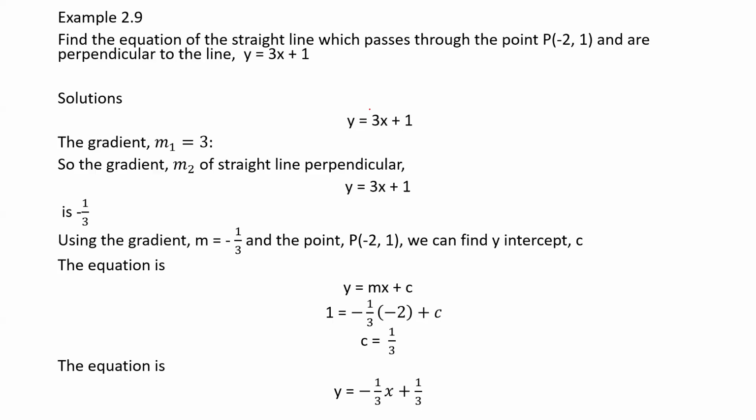Find the equation of a straight line which passes through the point P(-2, 1) and is perpendicular to the line y equals 3x plus 1. So here you know one point. Now, to get the equation of a straight line, you need a point and a gradient. So we can get the gradient from the perpendicular line given here.